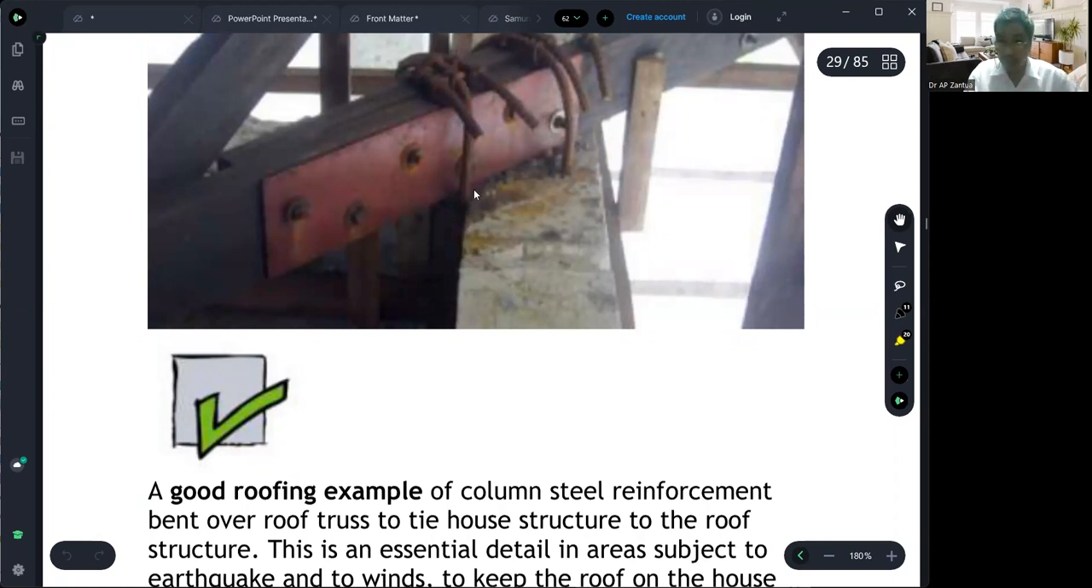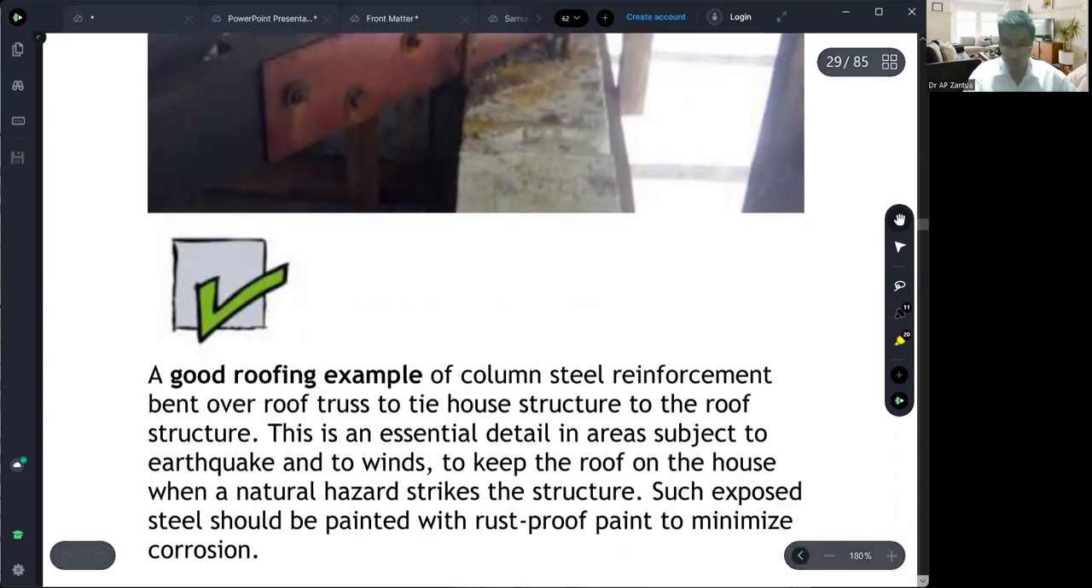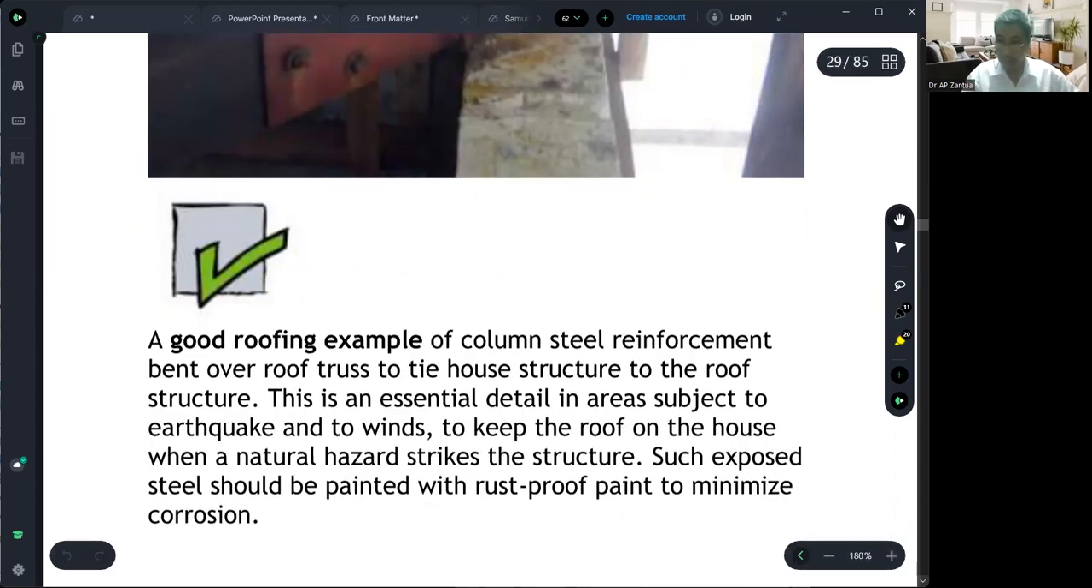And this must be painted. There is no painting, so this must be painted. That is for protection against corrosion. So there's a bracket or plate. It seems that this is a column. That is good because the column reinforcement is bent around the truss. I cannot see the column, but apparently there is a column.